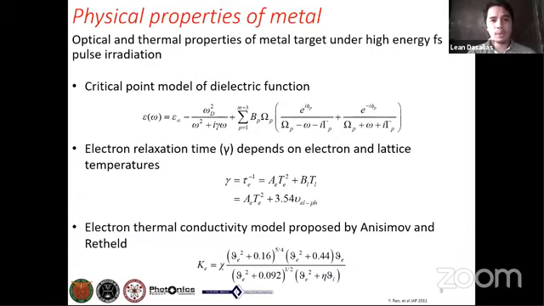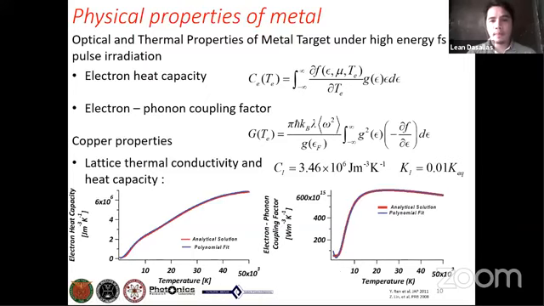To do that, we need to incorporate the physical properties of the metal, such as the optical and thermal properties. So in our work, we focused on copper, which is described by the critical point model of the dielectric function. The relaxation time is given by this equation, and the conductivity is given by this equation. The heat capacity and the electron phonon coupling factor is given by this equation.